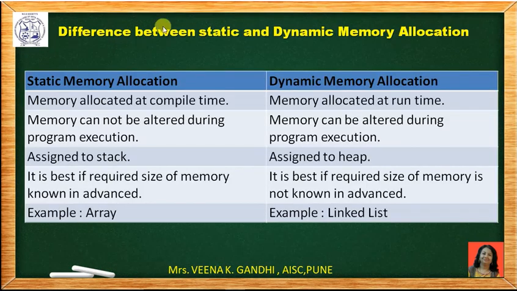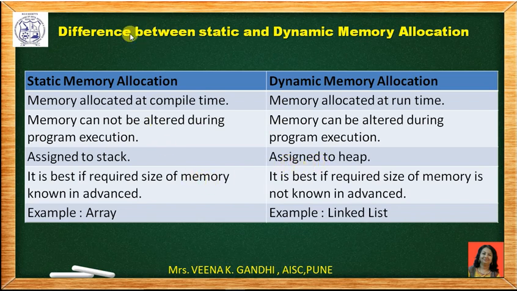Difference between static and dynamic memory allocation. In static memory allocation, memory is allocated at compile time. In dynamic memory allocation, memory is allocated at runtime. In static memory allocation, memory cannot be altered or changed during program execution. In dynamic memory allocation, memory can be altered during runtime. In static memory allocation, memory is assigned to the stack. In dynamic memory allocation, memory is assigned to the heap.